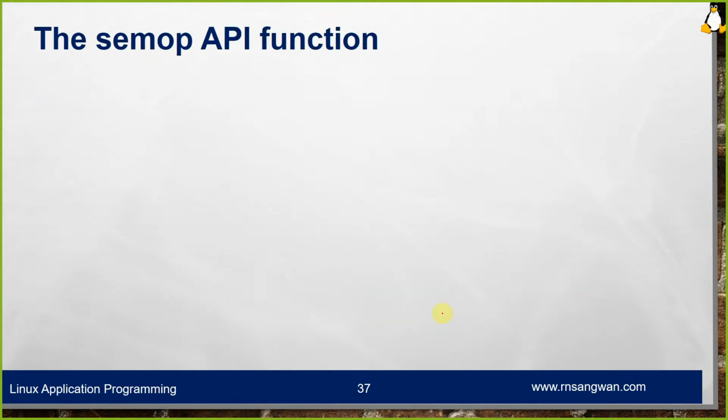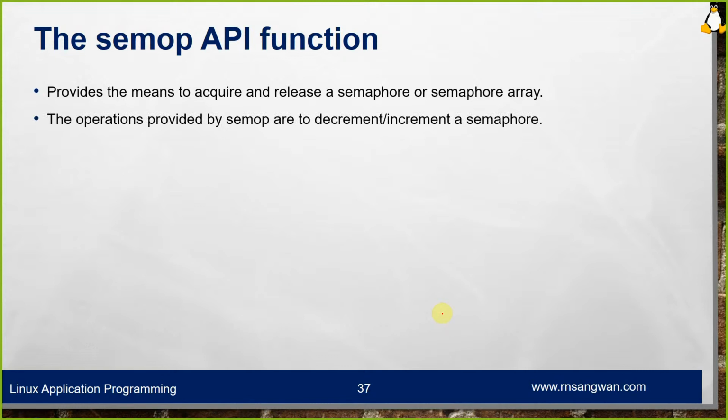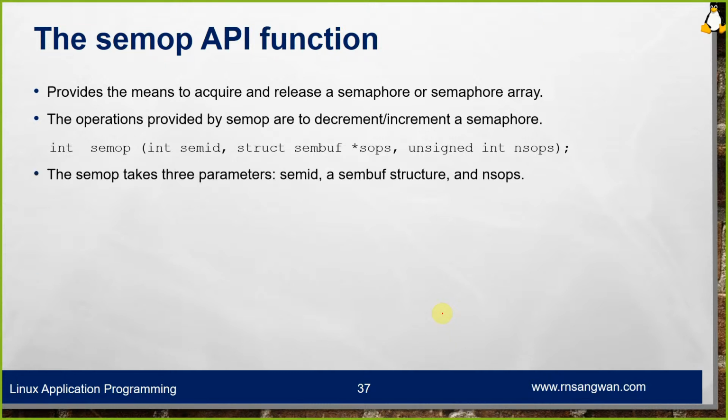The semop API function provides a means to acquire and release a semaphore or semaphore array. The operations provided by semop are decrementing and incrementing a semaphore, which was discussed and demonstrated using the animation. The signature is: int semop(int sem_id, struct sembuf *sops, unsigned int nsops).